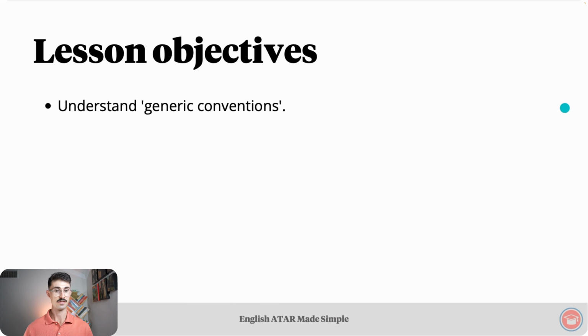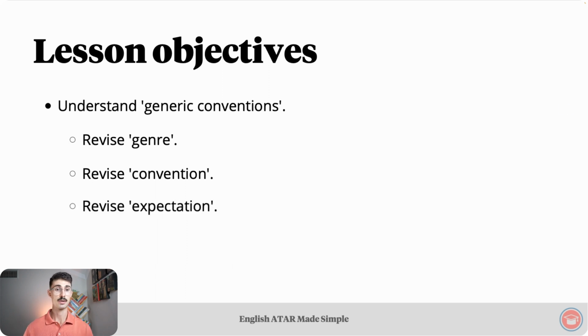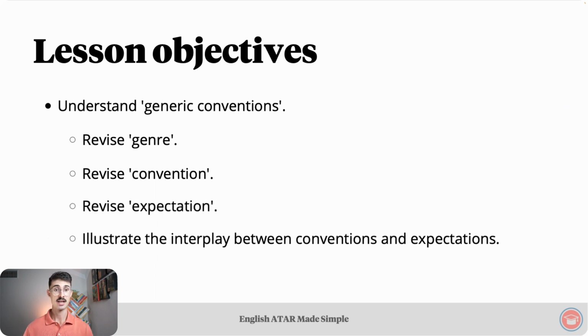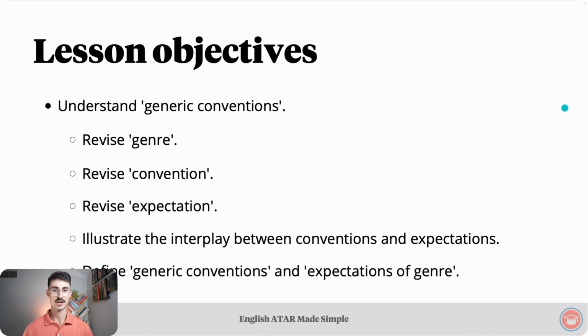Lesson objectives. Firstly, we will understand the term generic conventions. Then we will do a quick revision of the term genre. After that, we'll revise the term convention that we touched on briefly in the previous lesson. From there, we will quickly revise expectation, and then we will illustrate the interplay between conventions and expectations. Finally, we'll define generic conventions and expectations of genre.